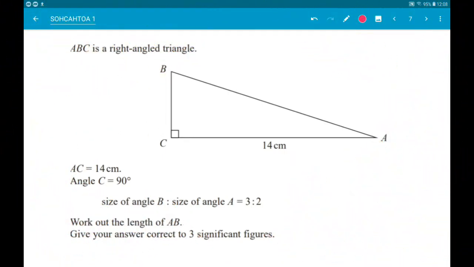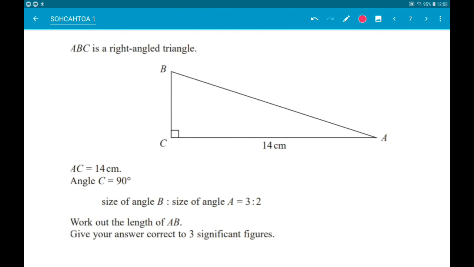Okay, now this one is a bit trickier. It involves ratio, which I know everyone loves. I do have 2 ratio playlists with exam questions like this. One for higher, one for foundation. I'll stick them down below.